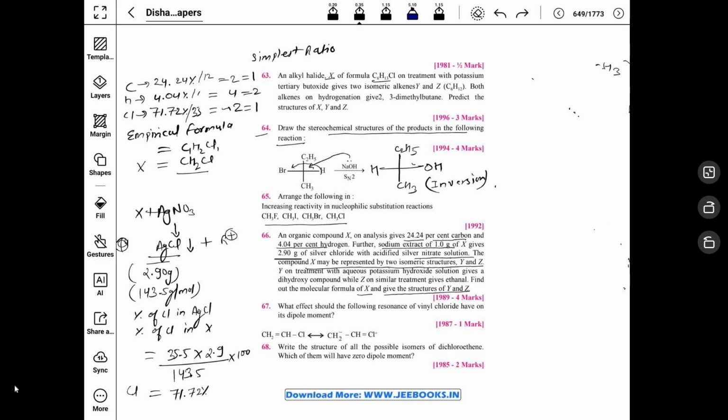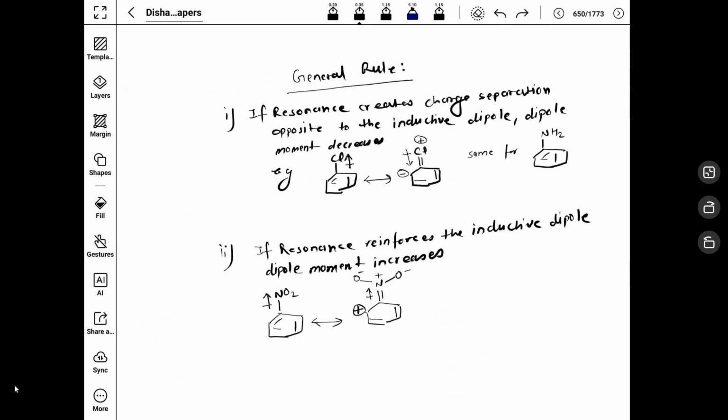Now question number 67. What effect should the following resonance of vinyl chloride have on its dipole moment? So this is the vinyl chloride structure, and this is its resonating structure. Before answering this question, I would like to tell you some general rules about resonance effects on the dipole moment. If the resonance creates charge separation opposite to the inductive dipole, then the dipole moment decreases.